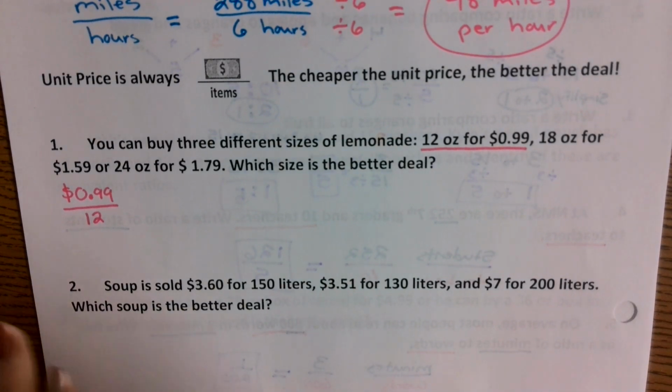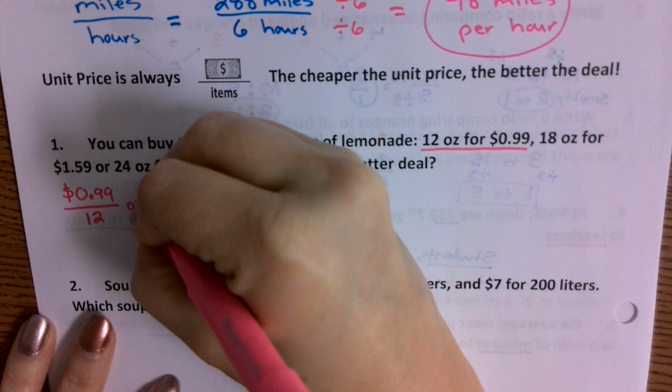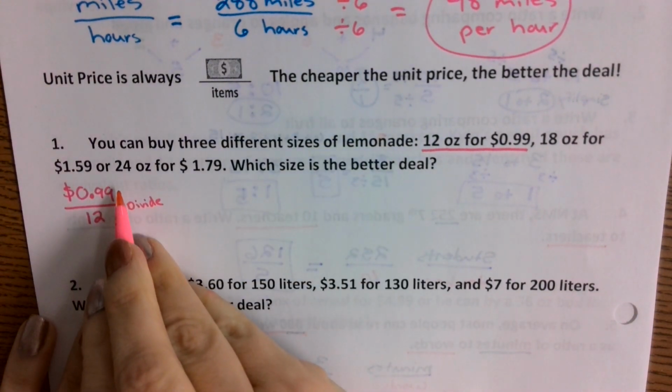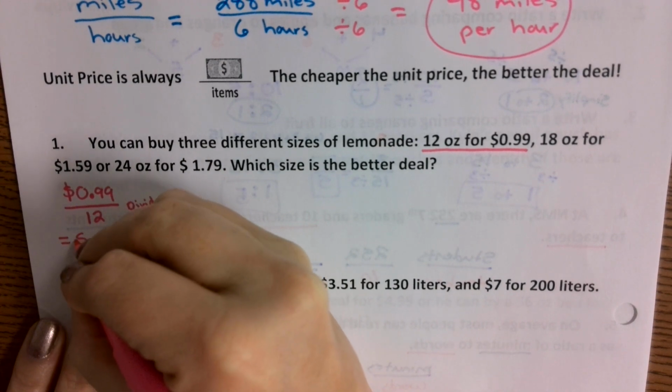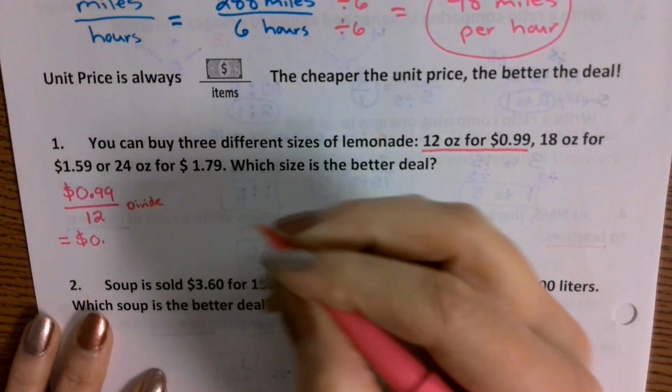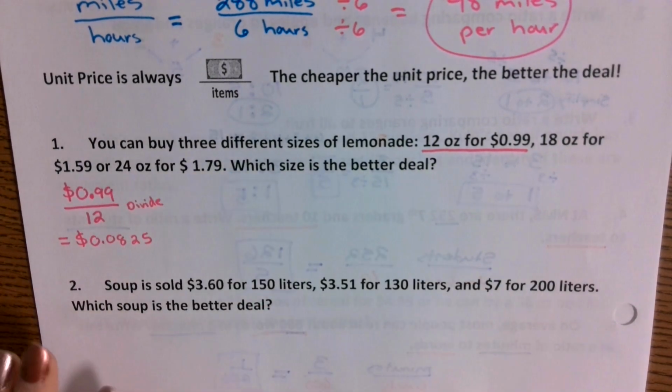99 cents over 12. Now when I divide, this is what this means. It means that you're going to divide. You're going to take 99 cents and divide it by 12. When you do that, you're going to get a long drawn out decimal. You're going to get 0.0825, and it would just keep going.